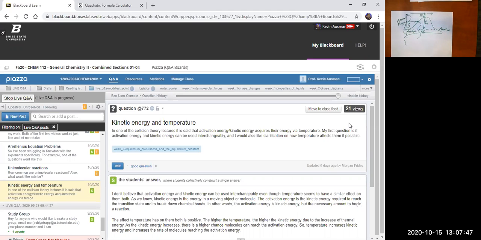Okay. Anybody have any further confusions on activation energy, Arrhenius equation, how these energies interact?